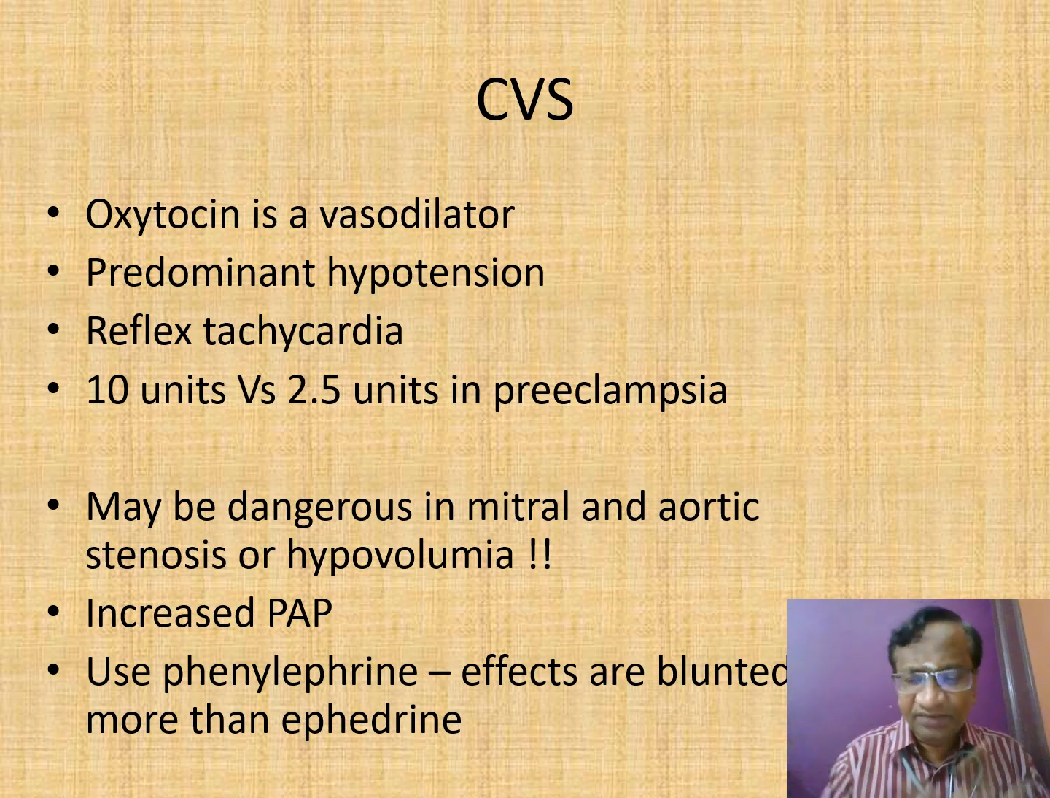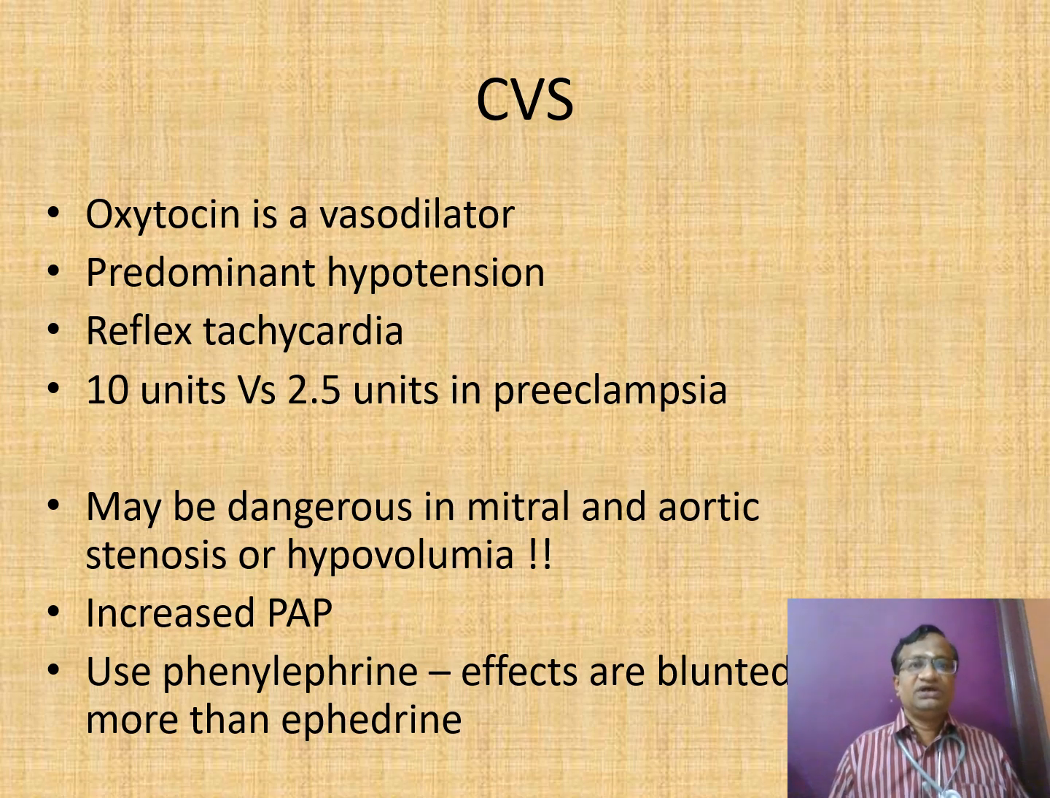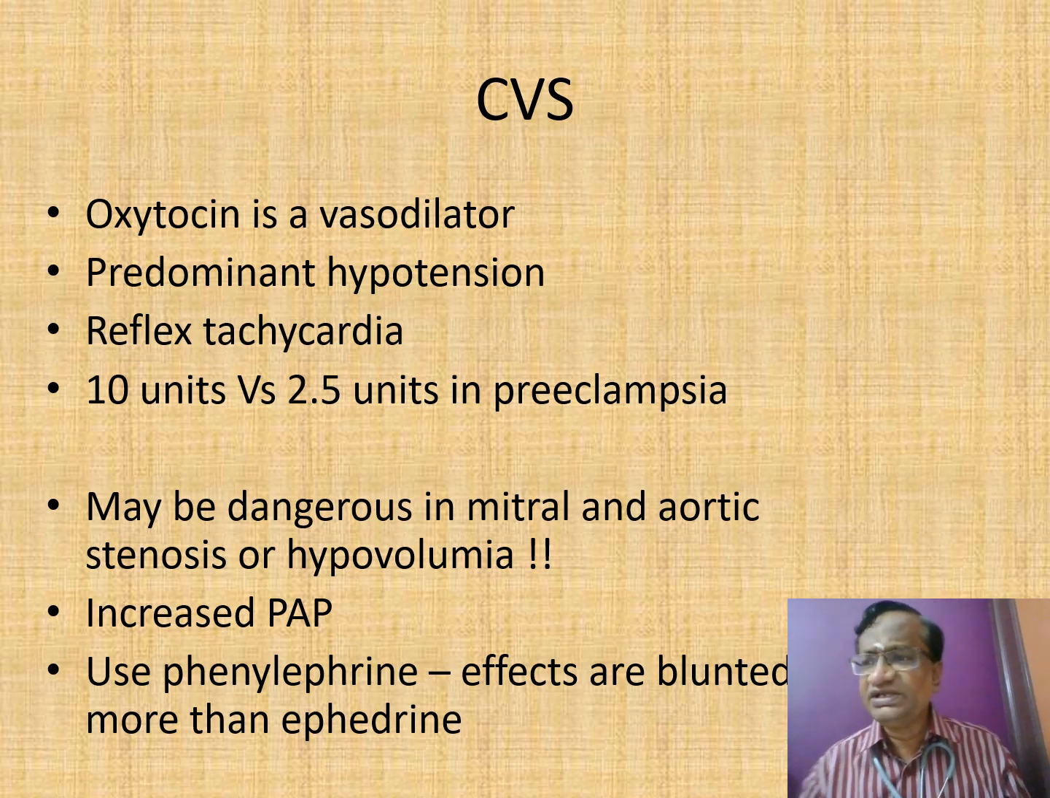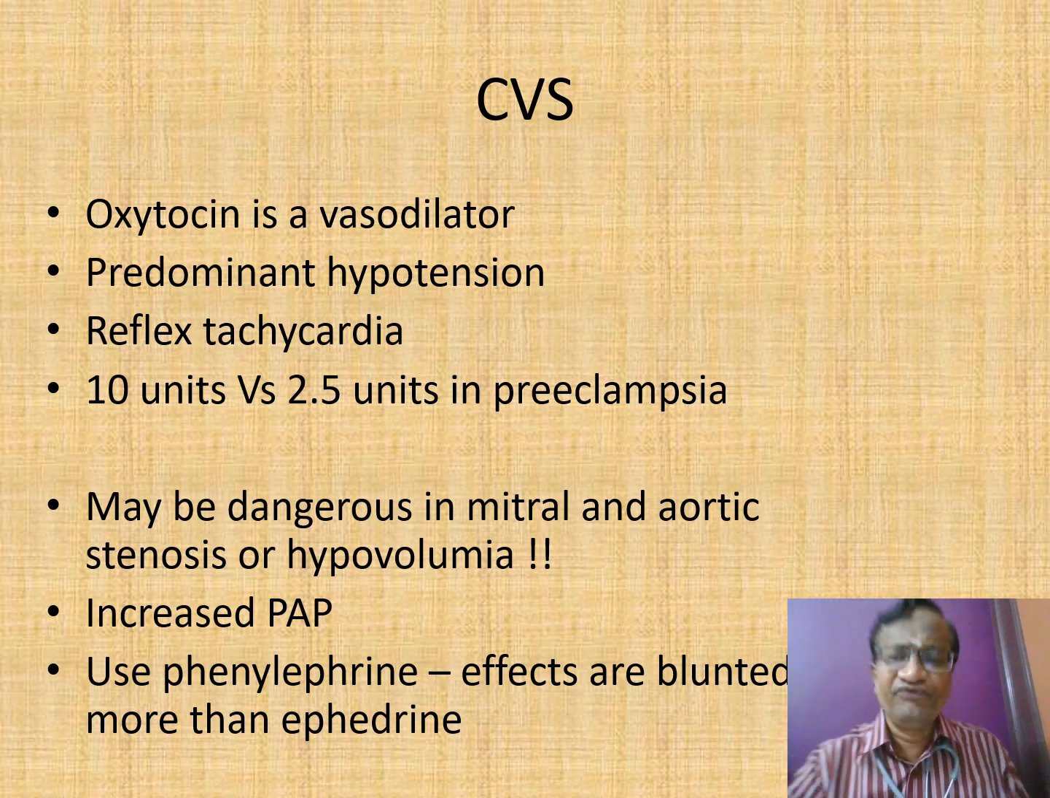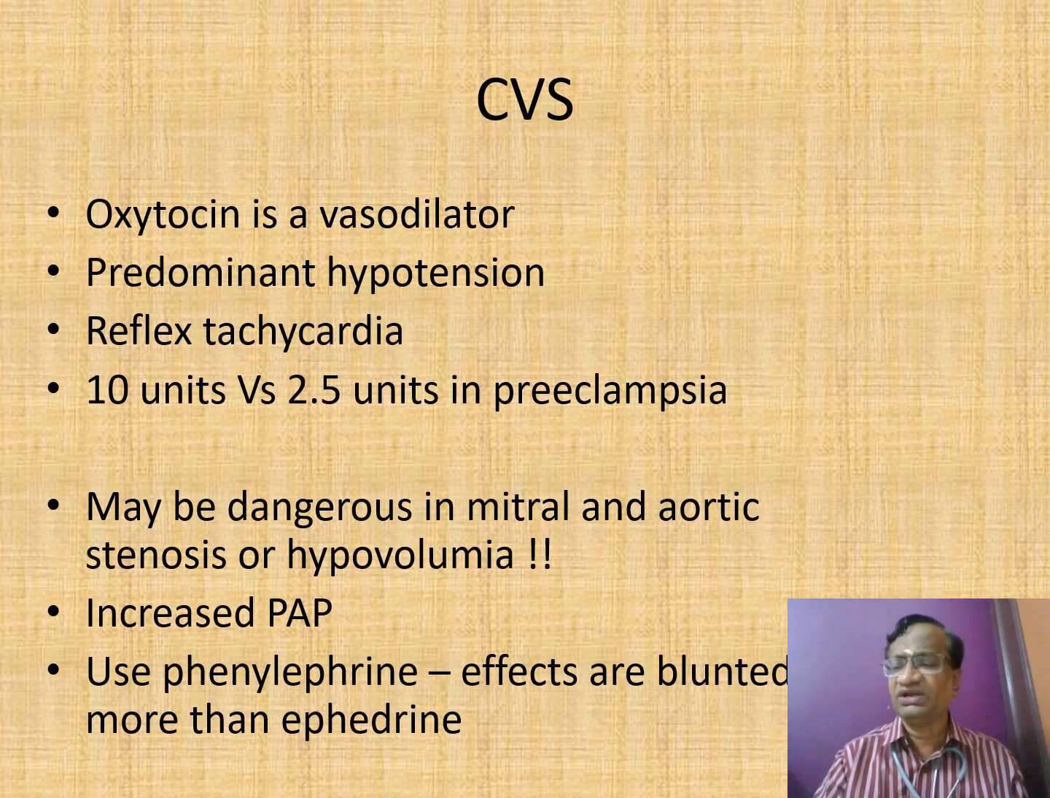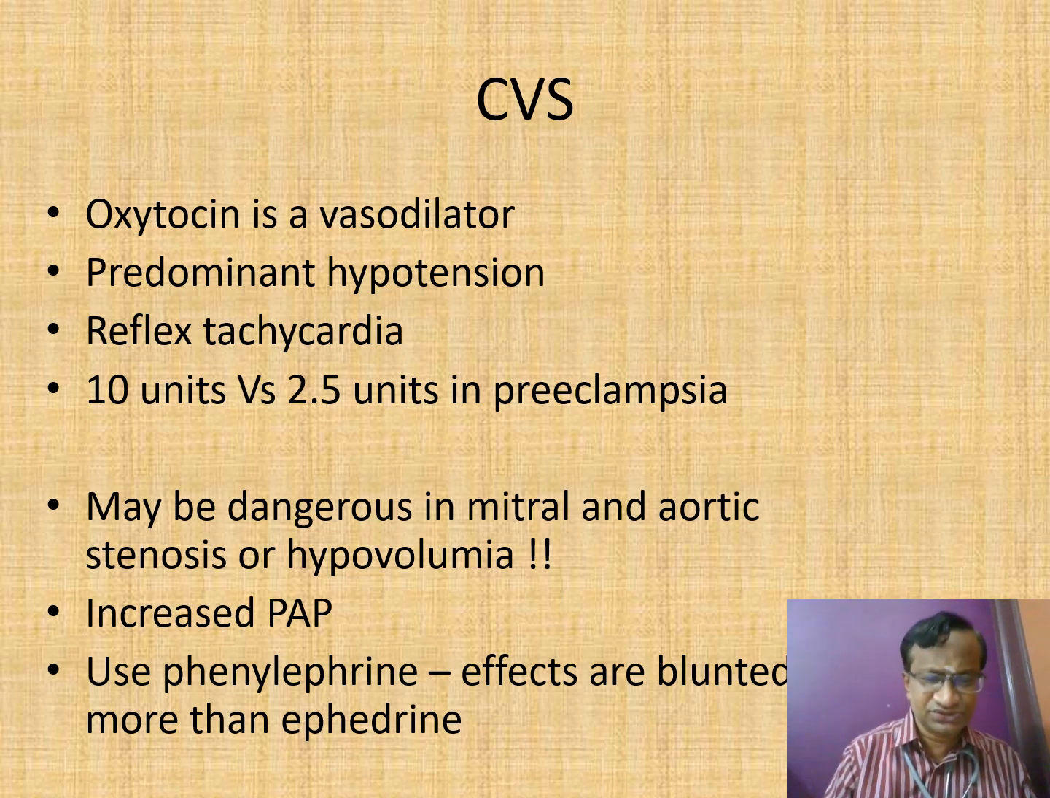Oxytocin is a vasodilator. That is why many people don't give it IV. So you will give some hypotension, reflex tachycardia. We have used 10 units versus 2.2 units. But you think all these things matter in patients where there is a definite cardiovascular hemodynamic compromise, like severe aortic stenosis or mitral stenosis or a severe pulmonary hypertension. So this is what matters. So in routine cases, if we give IV, it doesn't matter.